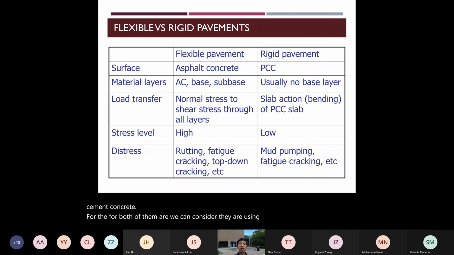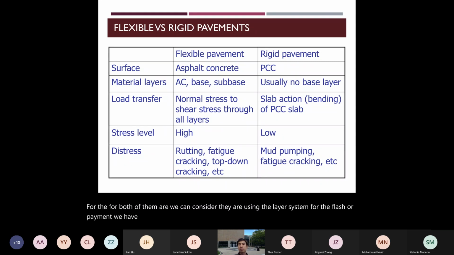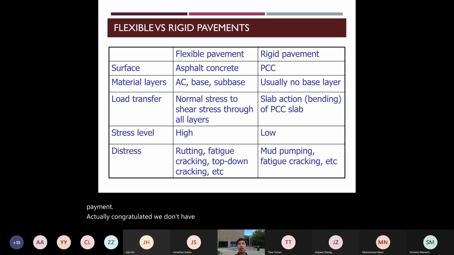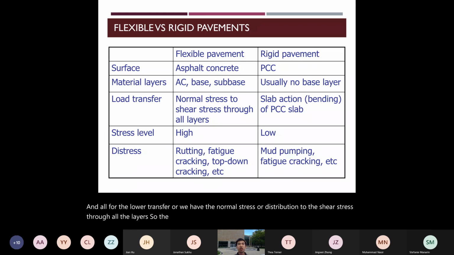For the flexible pavement, we have the asphalt concrete layer, the base layer, and the subbase layer. For the rigid pavement, conventionally we don't have any base layer. We only have a subbase layer, and on top of it there will be the PCC surface layer. For load transfer, we have the normal stress distributed as shear stress through all the layers, so the load is transferred gradually from the surface to the bottom.